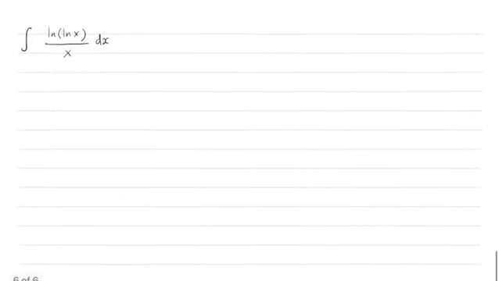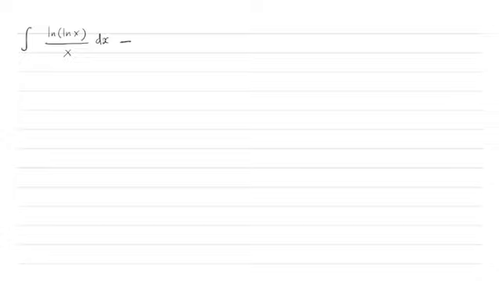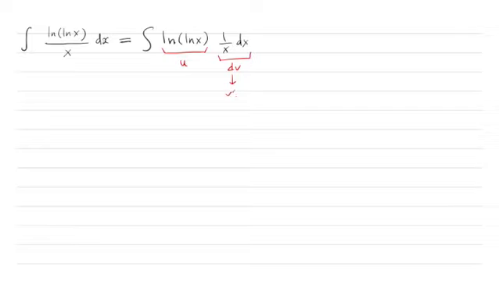Now let's move to our last example, the integral of ln of x over x. I'm going to write this as the integral of ln of x times 1 over x dx, and I'm going to take u to be ln of x, and dv to be dx over x, or v prime is 1 over x, which means v is ln of x.